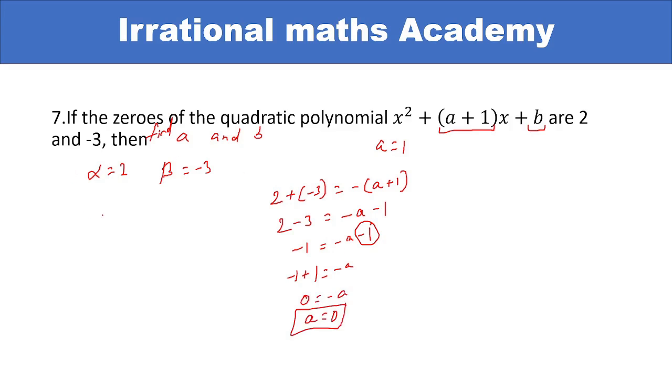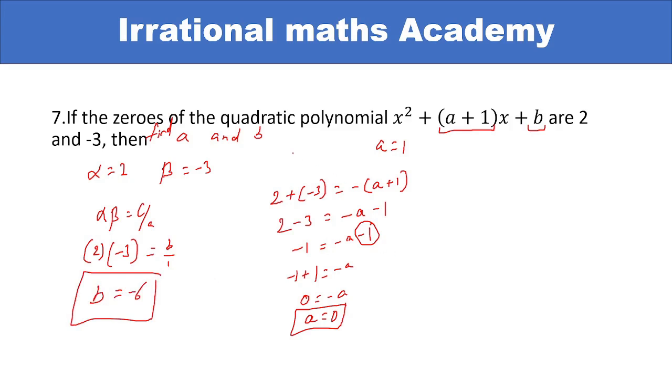I want the B value. For that, I'll take the product. Alpha into beta equal to C by A. Alpha is 2, beta is minus 3, and C is B by 1, so 1 you can ignore. So B equals minus 6, since 2 into minus 3 gives minus 6. So we got the A value and B value. I hope you understood. Still, if you have doubts, you can comment in the comment section.